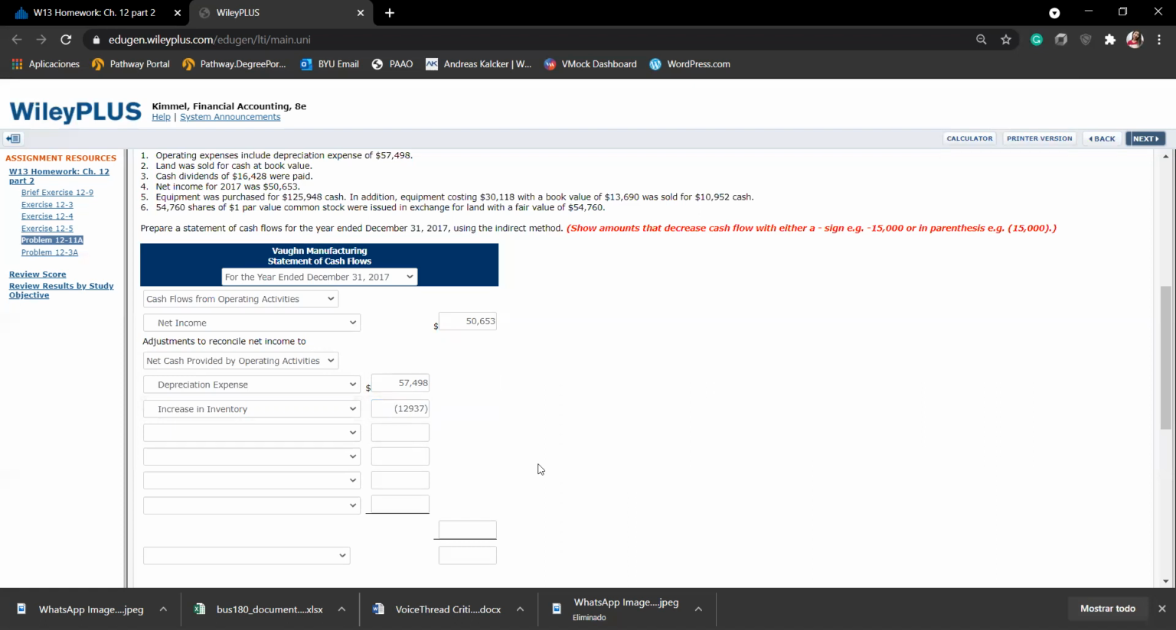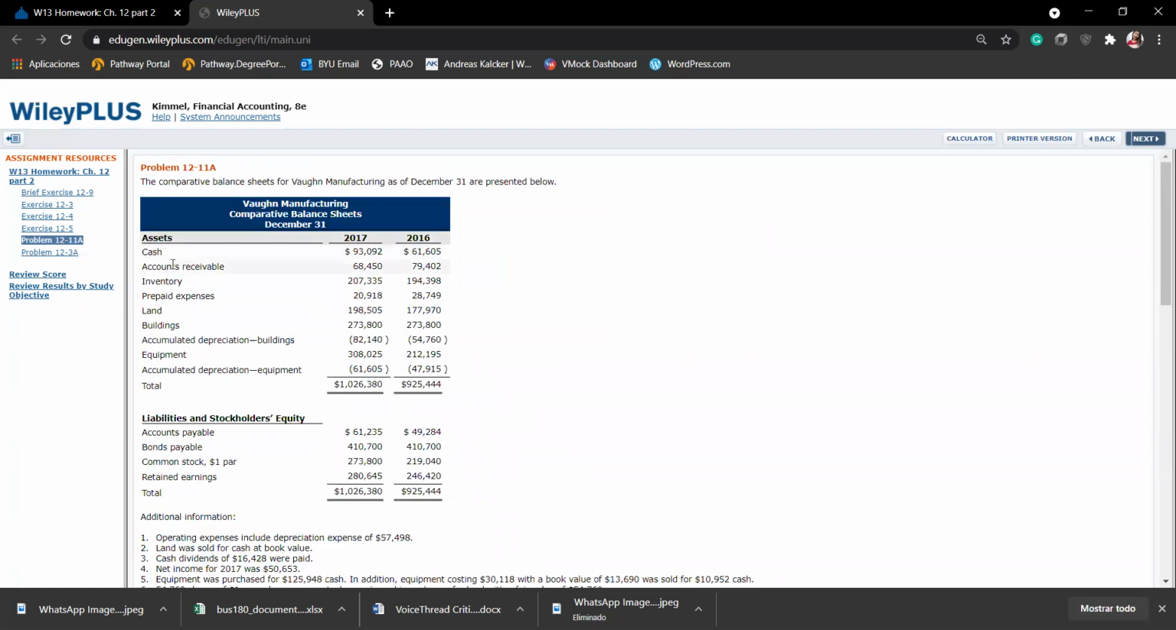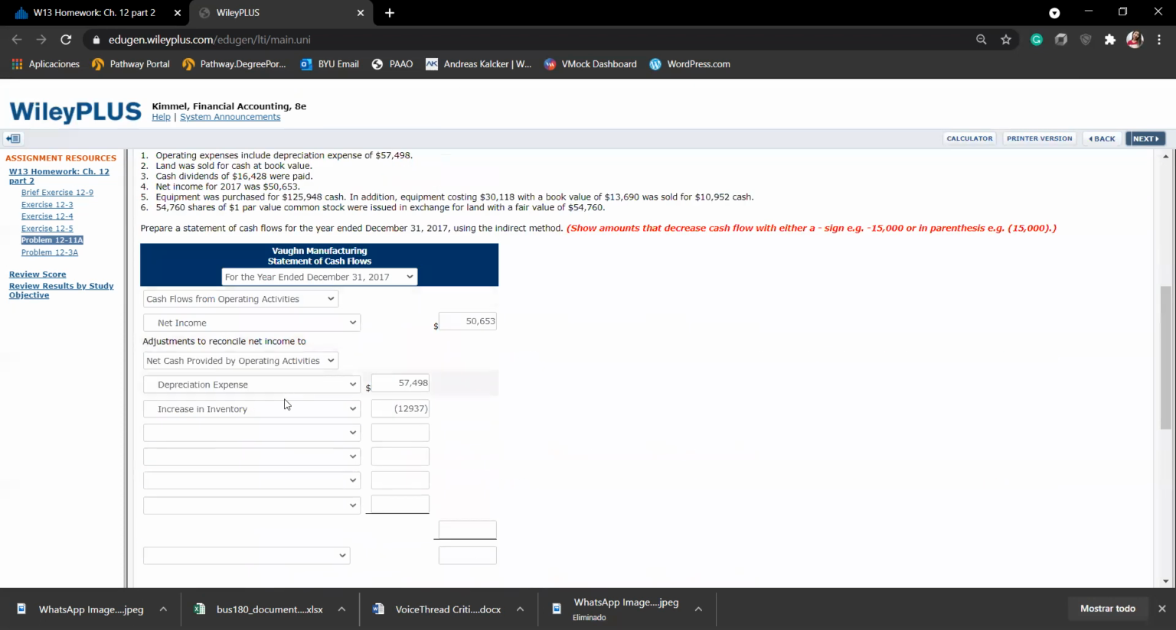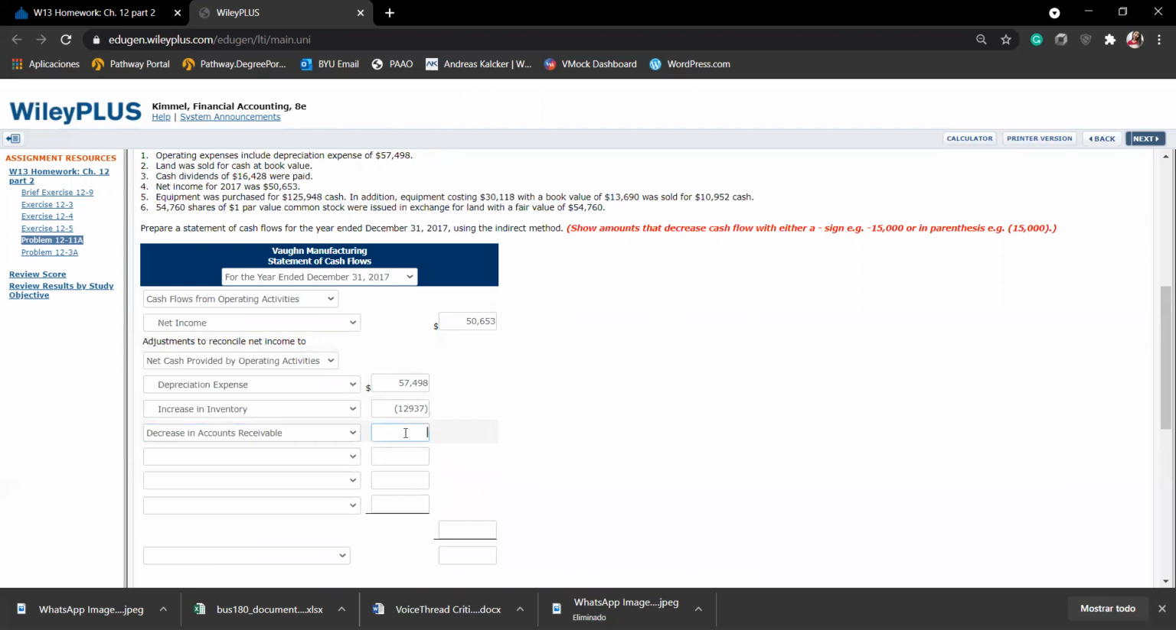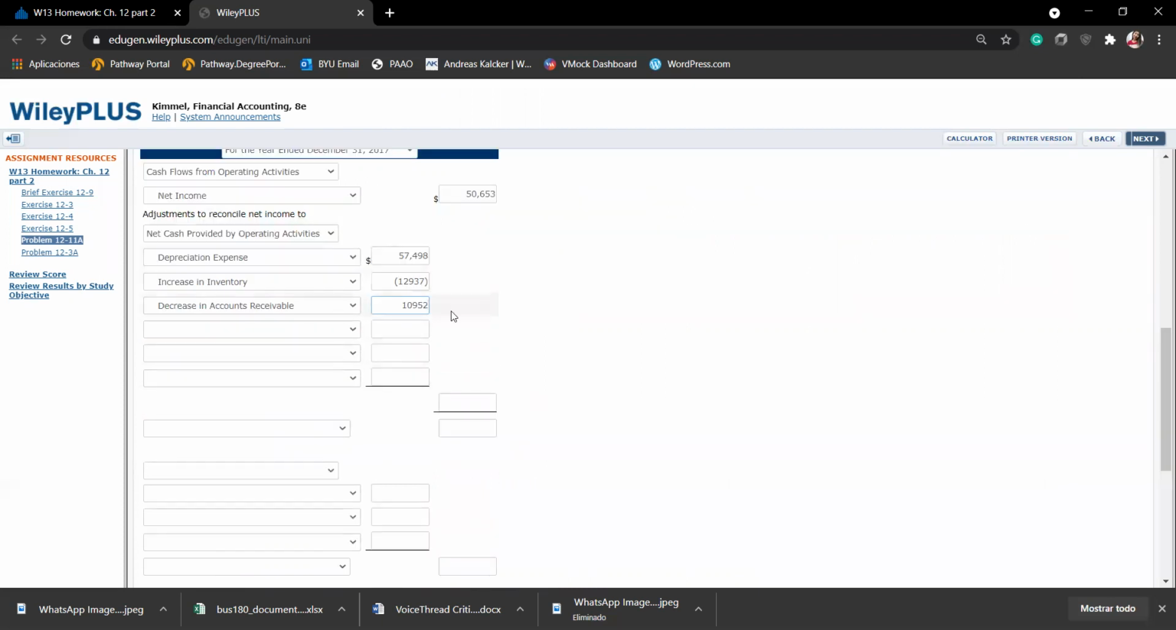So we are going to do that analysis in the other accounts. The next one is accounts receivable. From this year to this year, we can see that it is decreased. So there is a decrease in accounts receivable. The difference between both years is this amount. And this is positive because a decrease in accounts receivable means our customers paid us what they owe us. It means that we have more cash.